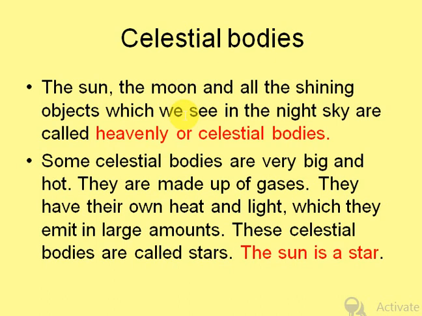These celestial bodies are found in groups or clusters. Some of them are very hot and big. They are made of gases. They have their own heat and light. These celestial bodies are called stars. The sun is a star, you can see.